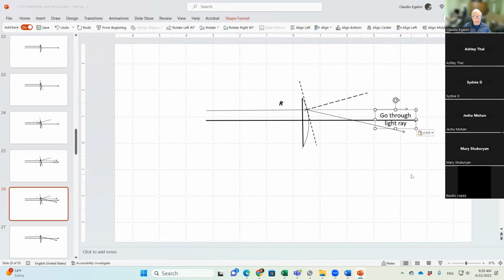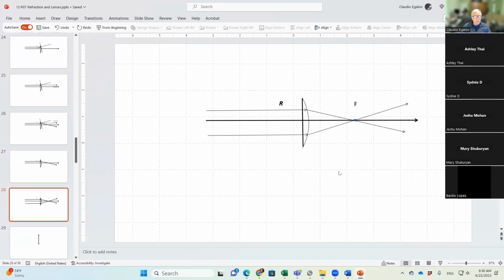Those goes through light rays are there just for reference purposes, okay? They don't exist at all. Light rays don't go through the lens without any refraction, but they're there just for reference purposes. So the point where the light ray crosses the axis is going to be your focal point, okay? And that is for the case in which you have a parallel light ray, parallel to the axis.